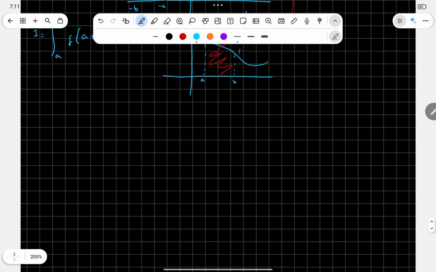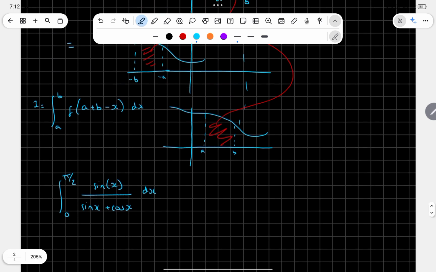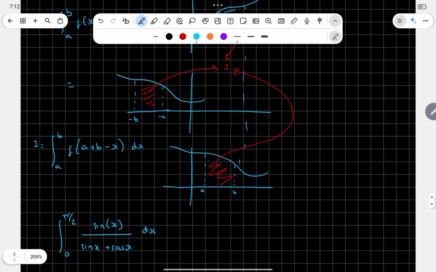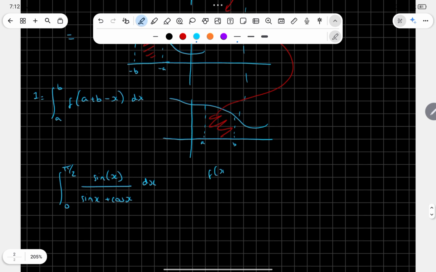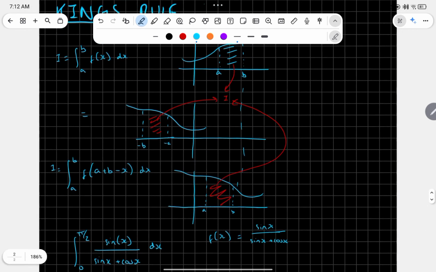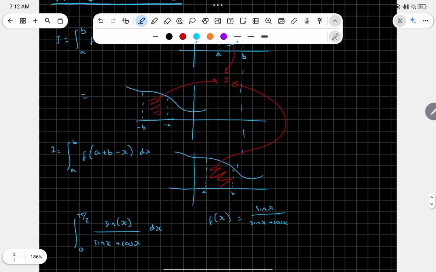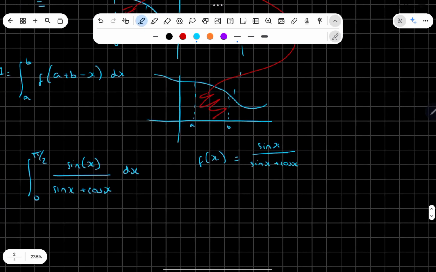Let's look at an example in which this is useful. The integral from 0 to pi over 2 of sine x over sine x plus cos x dx. Okay, let's use this formula we just learned. We have f of x, right? And in this case, f of x is going to be sine x over sine x plus cos x. Now we want to find what f of a plus b minus x is.